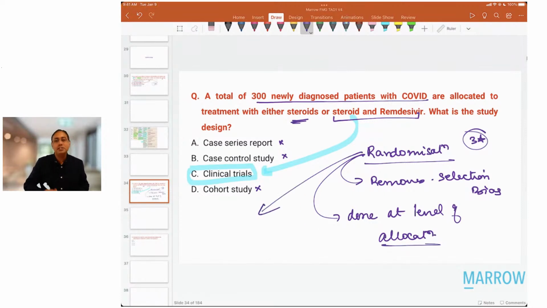What is randomization? This is a distinction level MCQ. What is randomization? Is it a known chance or unknown? Equal or unequal? Please remember, it is a known chance and an equal chance. Remember these three points.